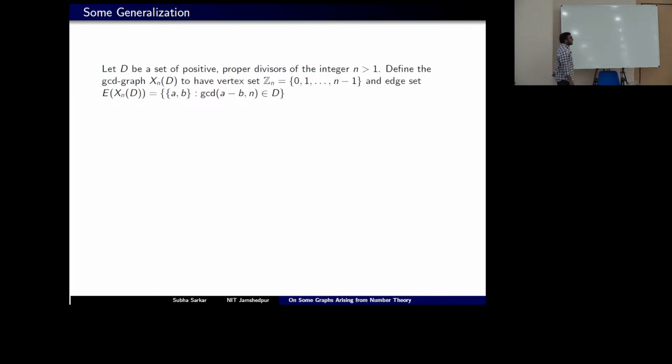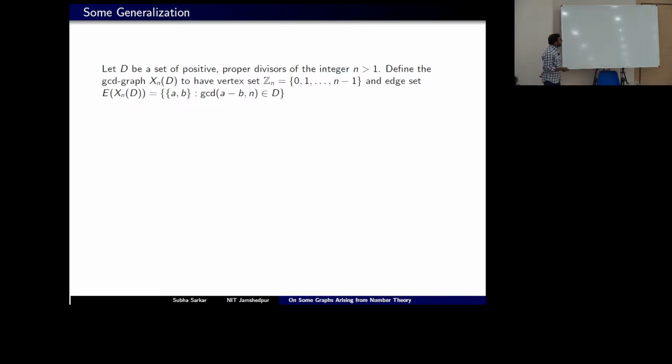So all the vertices are the same, Zn: 0, 1, up to n minus 1. We are taking the edge set such that between A and B there is an edge if GCD of A minus B, comma n, belongs to D, some subset of positive divisors of n. So if our D is equal to {1}, this is nothing but the unitary Cayley graph, and so this is a generalization.